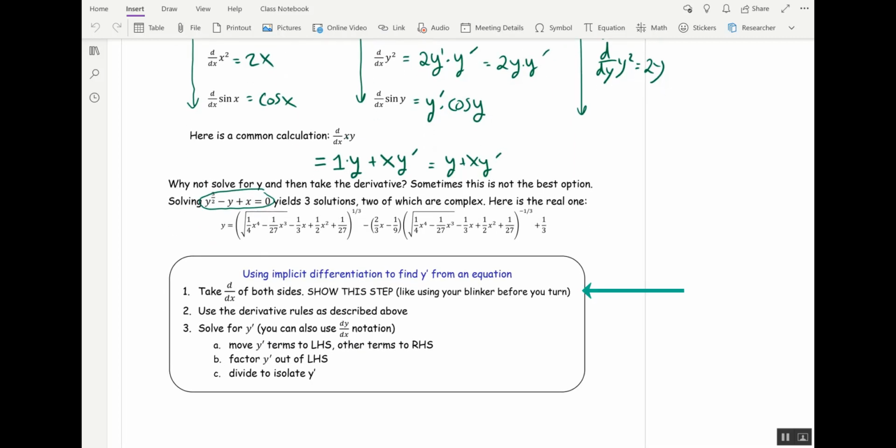Here's how to use implicit differentiation. You're going to take d by dx of both sides of the equation you're given. Then you're going to solve for y prime. That's all algebra, but that's usually the part students have trouble with. So I spelled it out for you. Take all the y prime terms, move them to the left-hand side, take everything else, move it to the right, factor the y prime out of the left-hand side, and then isolate y prime. I'll show you that with an example.